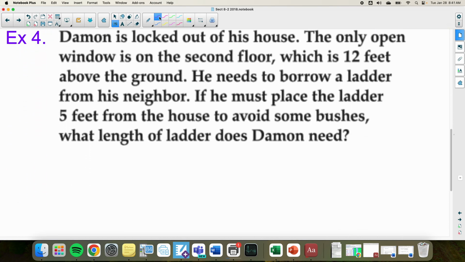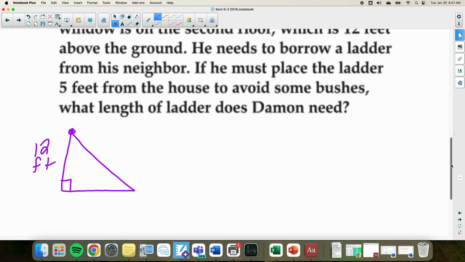So this says Damon is locked out of his house. The only open window is on the second floor, which is 12 feet above the ground. So again, we have a ladder problem, and it says that Damon's window up here again is 12 feet above the ground. Okay? He needs to borrow a ladder from his neighbor. If he must place the ladder 5 feet from the house to avoid some bushes, so this is where he places it away from the house, what length of ladder does Damon need?